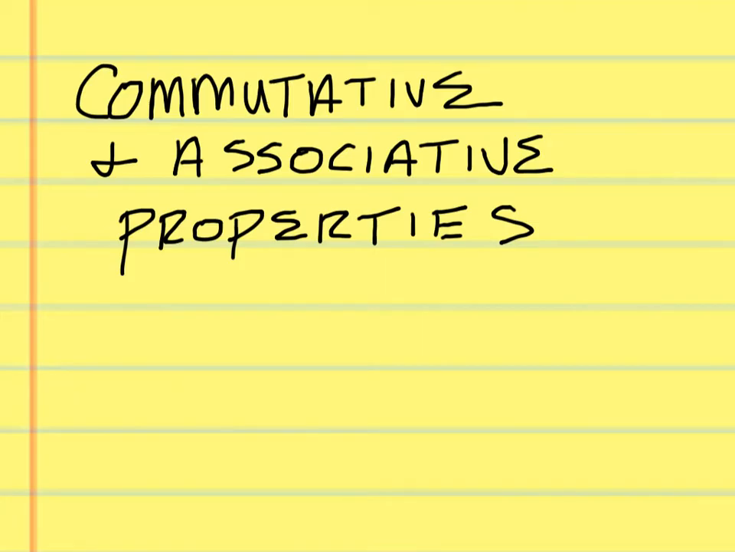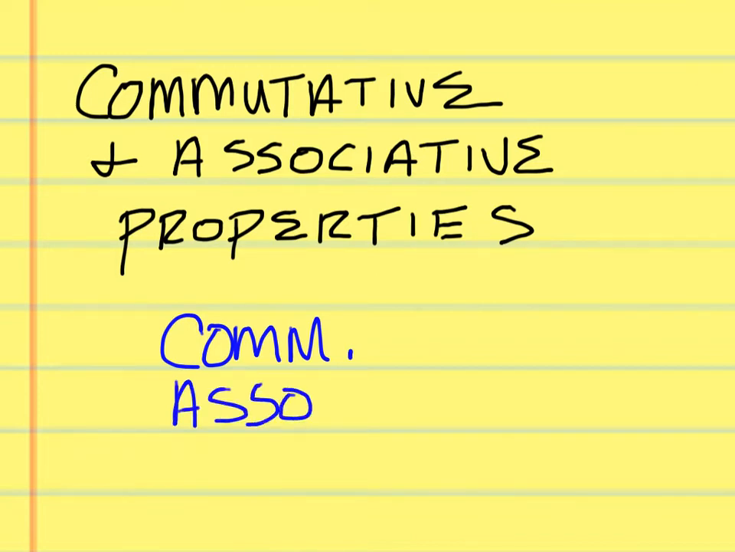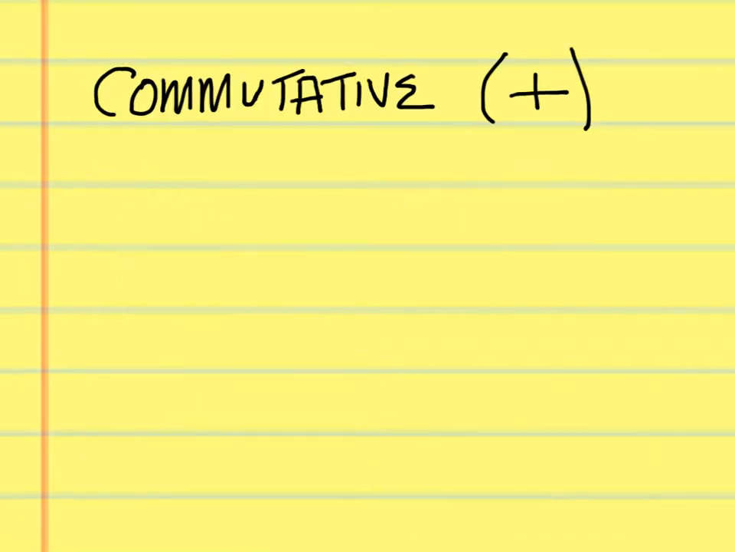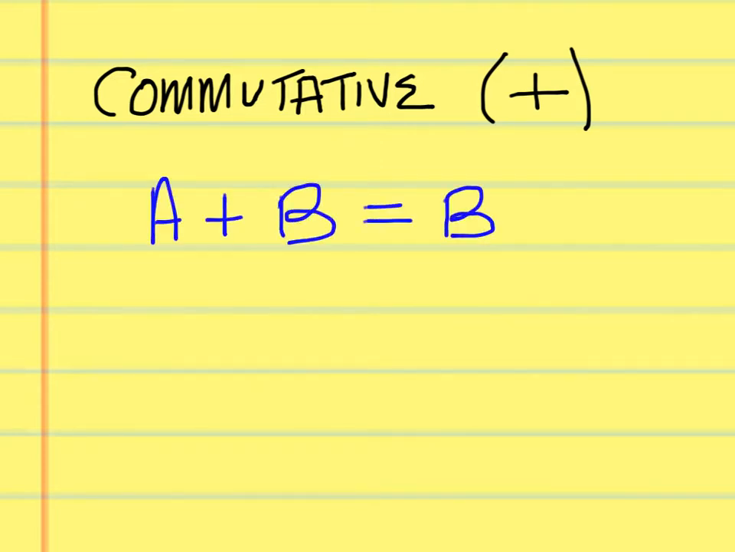Commutative and associative properties. You have 4 of these to go through. Whenever you have to write these out, you can abbreviate commutative with this, and you can abbreviate associative with this. The commutative property of addition says A plus B can be written as B plus A.